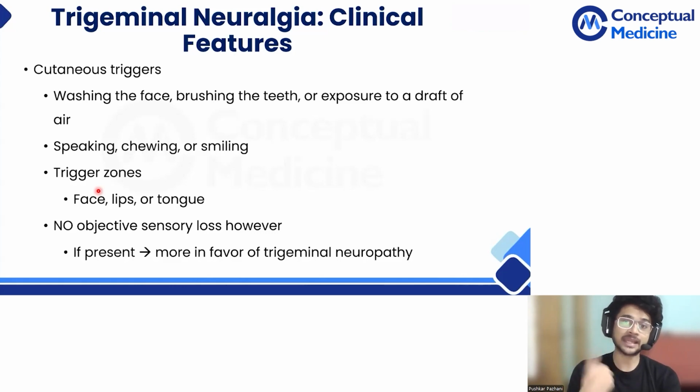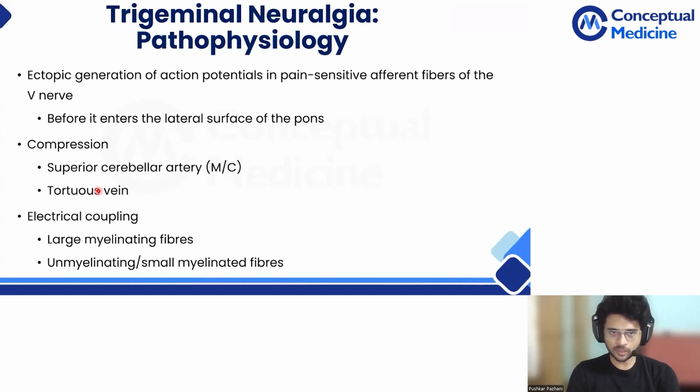That is basically a secondary cause for trigeminal nerve involvement, maybe because of a demyelinating disorder or a CP angle tumor, so you'll have to work it up. So remember, no objective sensory loss. If there is objective sensory loss, it is not a trigeminal neuralgia, rather it is a trigeminal neuropathy. So what is the pathophysiology of trigeminal neuralgia? Here, basically, there is ectopic generation of action potentials in the pain-sensitive afferent fibers of the trigeminal nerve before it enters the lateral surface of the pons.